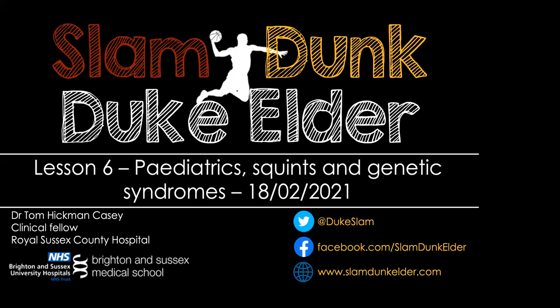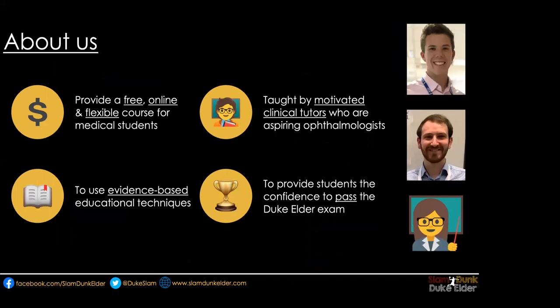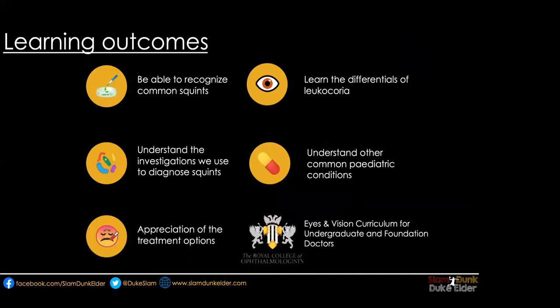So yeah, as you said, this is going to be pediatrics. It's mainly about squints, this talk, and a few genetic syndromes as well. Hopefully by the end of the session, you'll be able to recognize what the common squints are and how we investigate to diagnose and differentiate between them, and a little bit about the treatment that we use for the different types. Also going to talk about some of the differentials for some common conditions that affect newborns and young children as well, and some other pediatric conditions that you should be aware of.